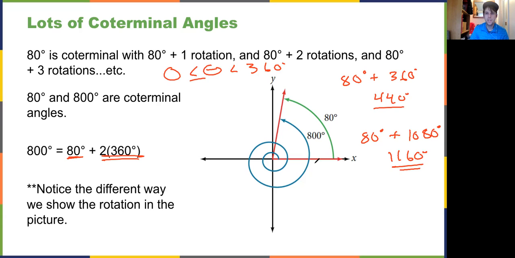And you could imagine how this gets infinite, right? I could add any number of rotations I want. I could even add negative rotations if I wanted to. I would always end up in the same spot, because if I'm here and I add a full rotation, I end up in the same spot. Doesn't matter which way I go, positive or negative.